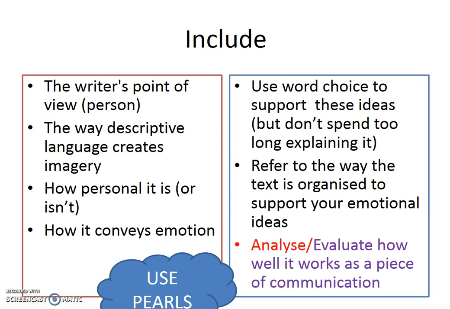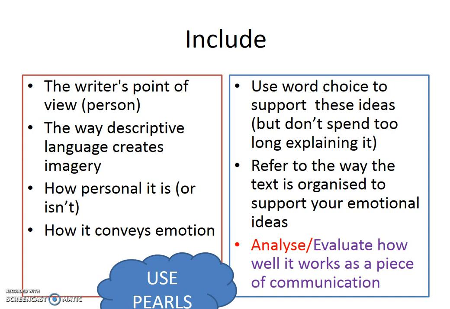So, things to include. Include the point of view of the writer. So write about that. Write about the way language creates imagery and how that creates setting or meaning or how it furthers a theme. Think about how personal it is or isn't for the writer. Okay, how it conveys their emotion. So in question 3, you wrote about emotion. Here, you're also writing about how emotion is conveyed, but you're writing about how the idea of that emotion has a theme of happiness or healthiness or whatever.